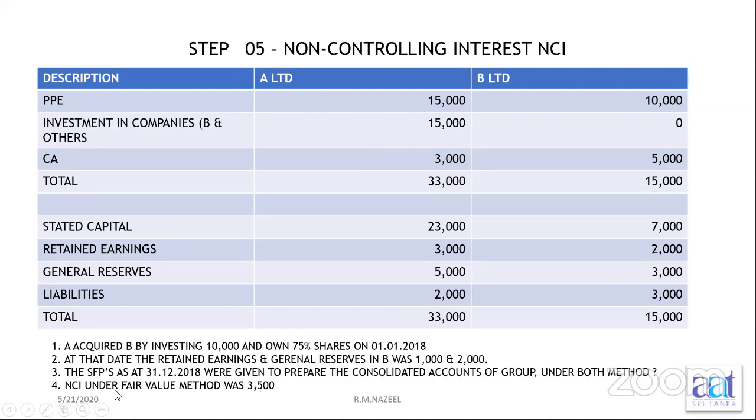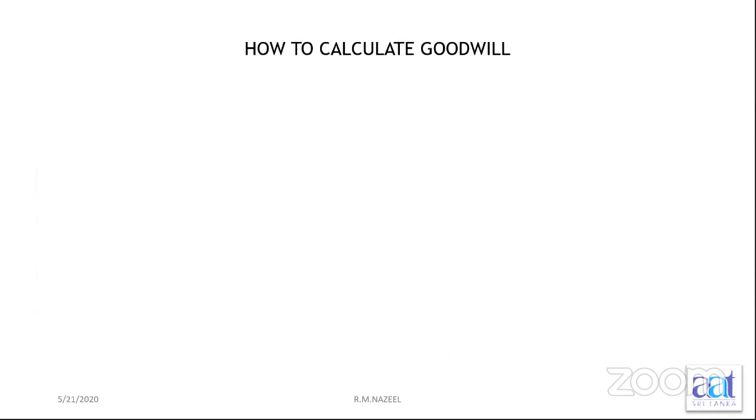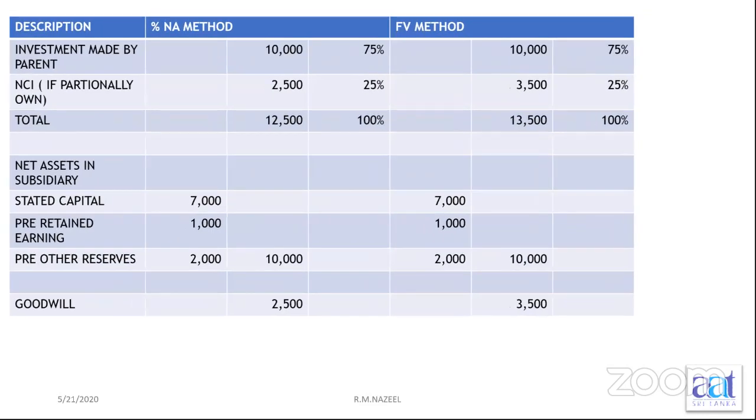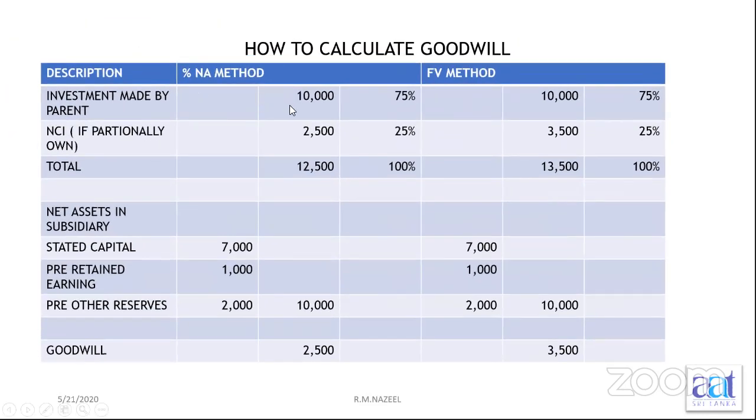Now see here, the non-controlling interest under the fair value method is 3,500. This is what happens in the exam. It will be given. Now, as you know, from the previous one to the current one, we'll see how it changed. Now you see the goodwill calculation. Now the parent investment is 10,000, and the other players represent 25%. This is why we want to take the 100%. First, 75%.